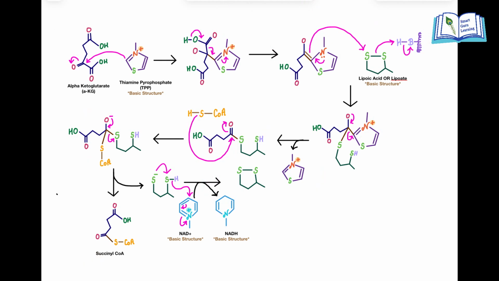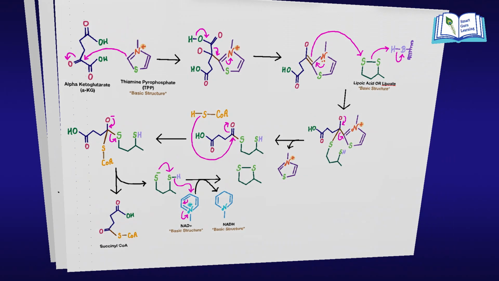Here is an overview of the alpha-ketoglutarate dehydrogenase mechanism. If we compare this mechanism with the pyruvate dehydrogenase mechanism, we can see that the cofactors involved in these mechanisms are the same. The movement of electrons within these mechanisms is also the same. Therefore, I suggest you to visit the link provided in the description below to watch the full video on pyruvate dehydrogenase complex mechanism. This will really help to clearly understand both of these mechanisms.